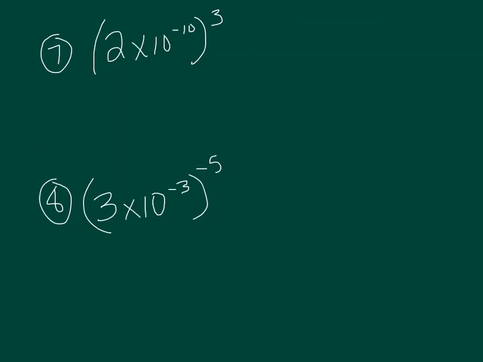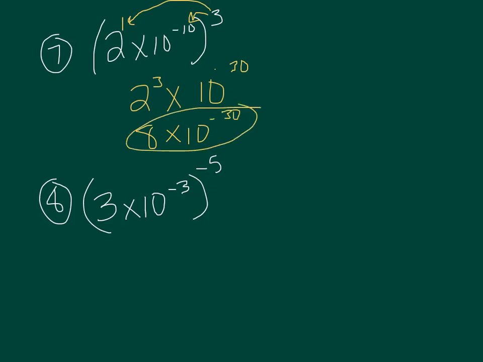All right, let's look at scientific notation. This is the same thing. We have 2, remember that's to the first power, times 10 to the negative 10th, all to the third. So we're going to take 2 to the third times, and now 10 to the negative 10th to the third is 10 to the negative 30. Okay. Now 2 to the third is 8. So 8 times 10 to the negative 30th is our answer.